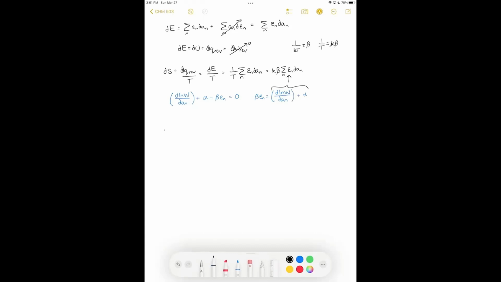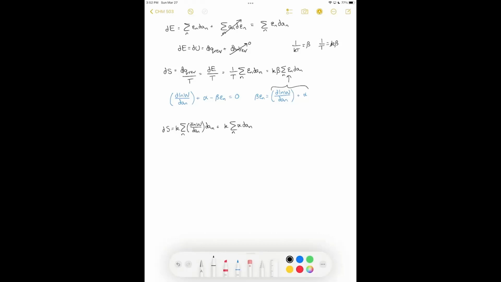So what that gets us is that dS is equal to k times the sum of the derivative of the natural log of weight with respect to occupation number times the change in occupation numbers. And then we'll add in the second term, k times the sum of alpha times the change in occupation numbers.